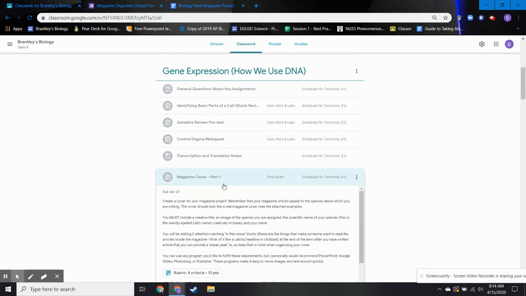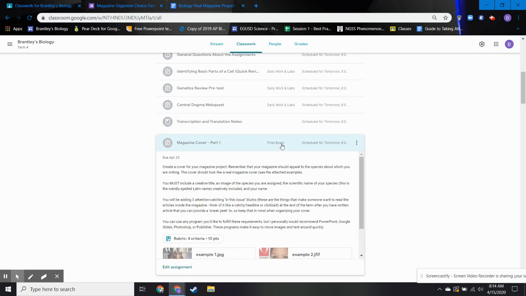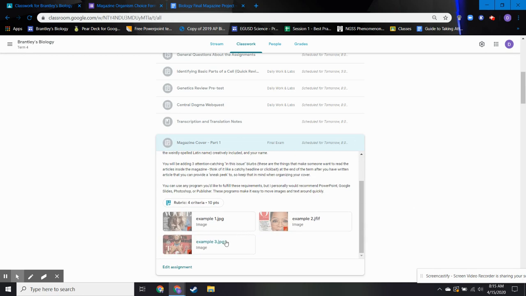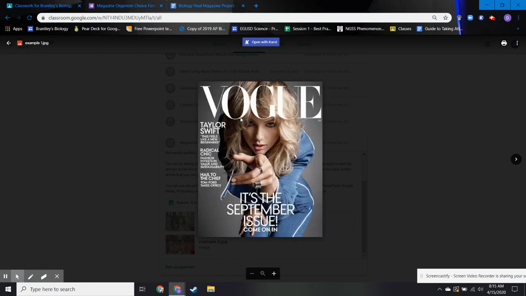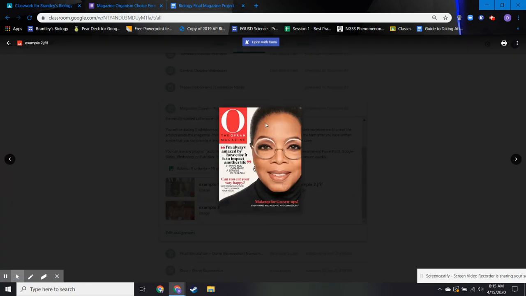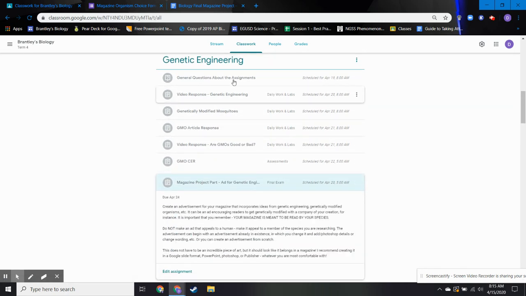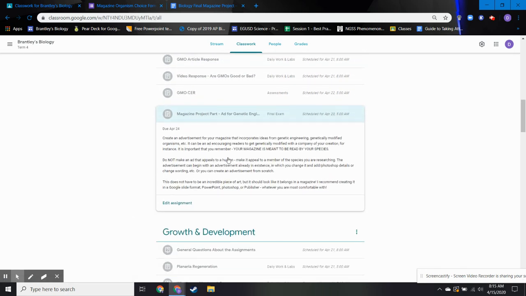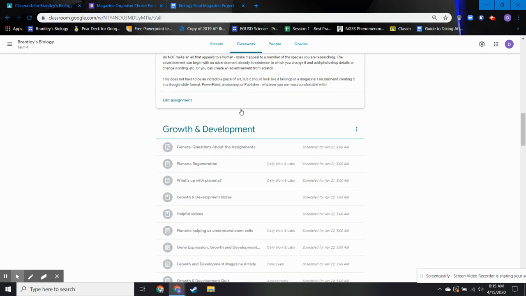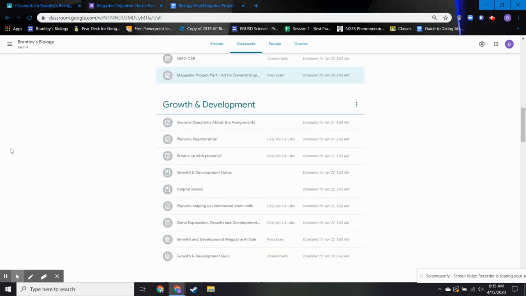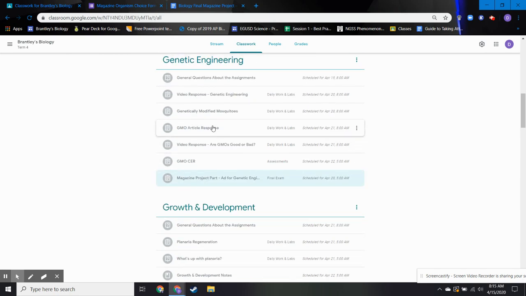So, here's magazine cover part 1. You'll see that the category is final exam, because this is part of your final exam. You're going to create a cover for your magazine, and what I expect you to do for it is all in the instructions. I also give you some examples, like, here's what a magazine cover looks like, because who buys magazines, right? You're going to do some ads. So down here in genetic engineering, you're going to do an ad for your magazine, and it has to meet certain criteria. So make sure you read through the instructions carefully, and you can ask me questions.